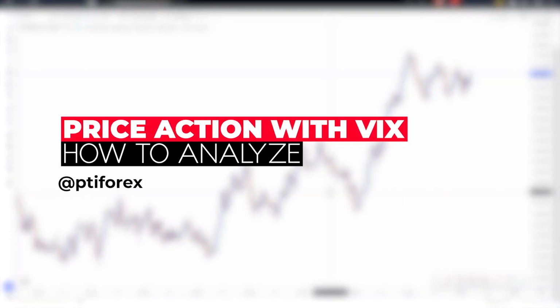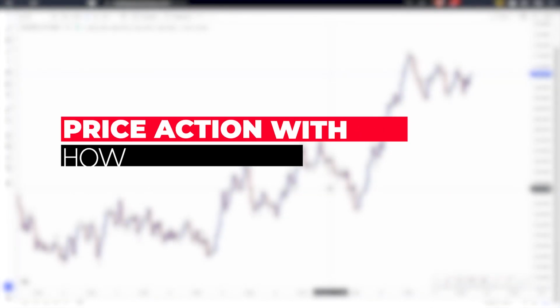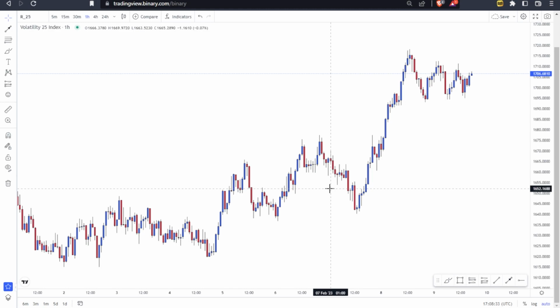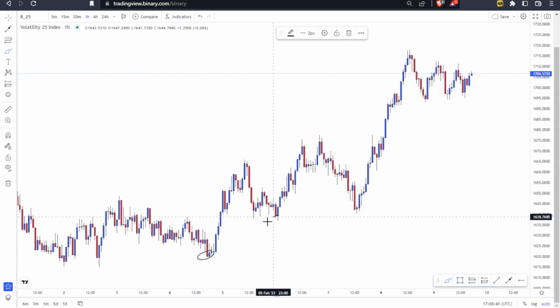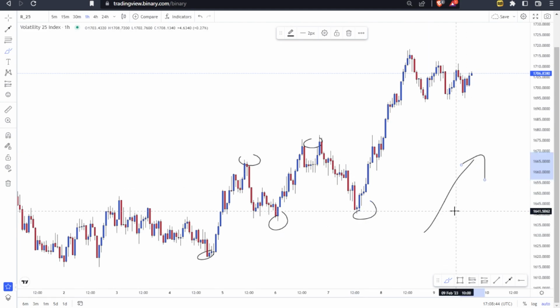Let's talk about price action when it comes to synthetic indices. You can see here I'm opening a V25 index chart, and as you can tell, the market is now moving in an uptrend. We can see it started from here, giving us higher highs and higher lows, so you can tell that the market is indeed moving in an uptrend.